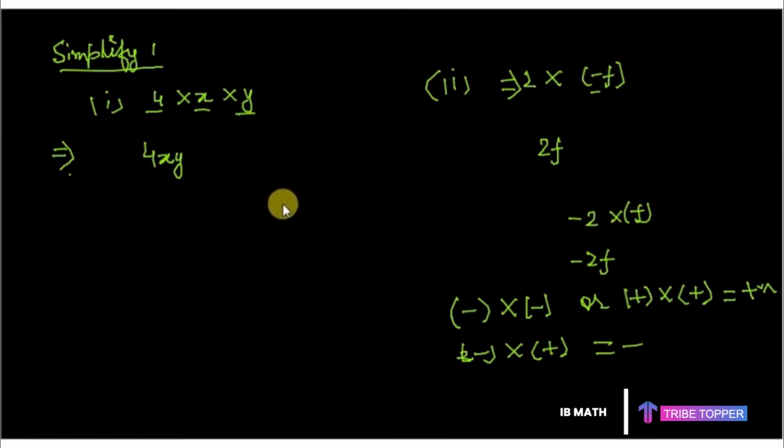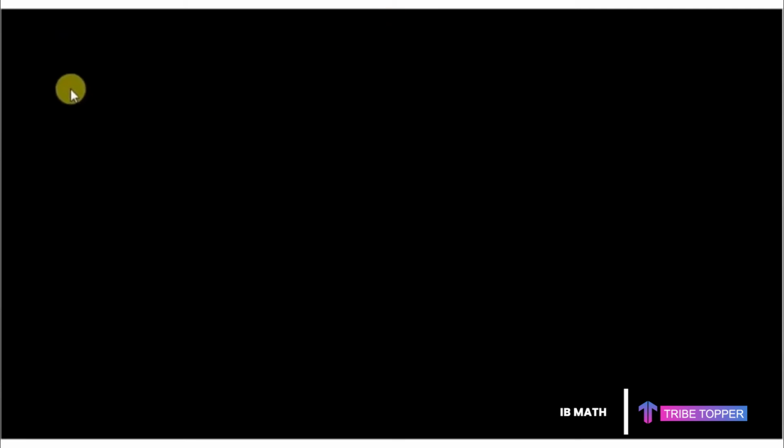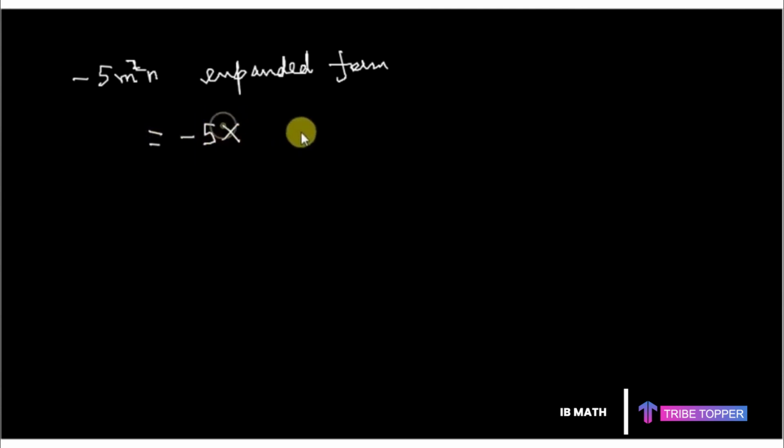And then if you are given the numbers and you have to write them in the expanded form, like I'll take the number minus 5m square n, and I'm supposed to write it in the expanded form. So in expanded form, I'll just separate the terms, and I will write this as equal to minus 5 times m square, which means m into m, and into n. So this is how you can write the numbers in the expanded form.